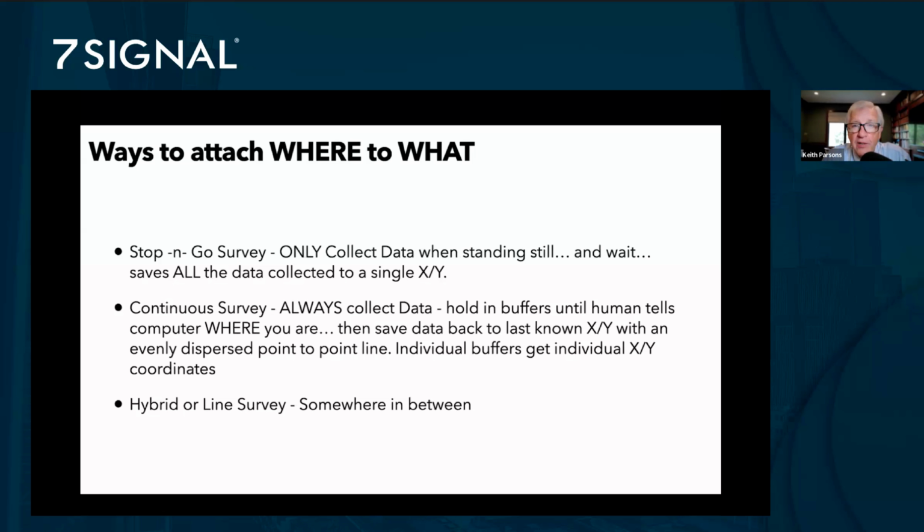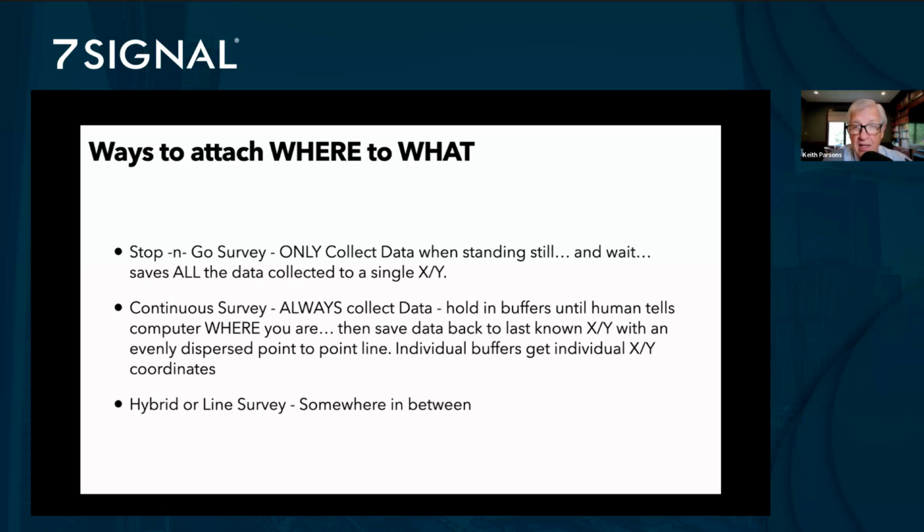So how are we going to do this, collecting and attaching the XY coordinate of where the human is to where the data was collected? There are two big types, and I'll go through them both. The first is stop and go. In a stop and go survey, you do not collect data when you walk.